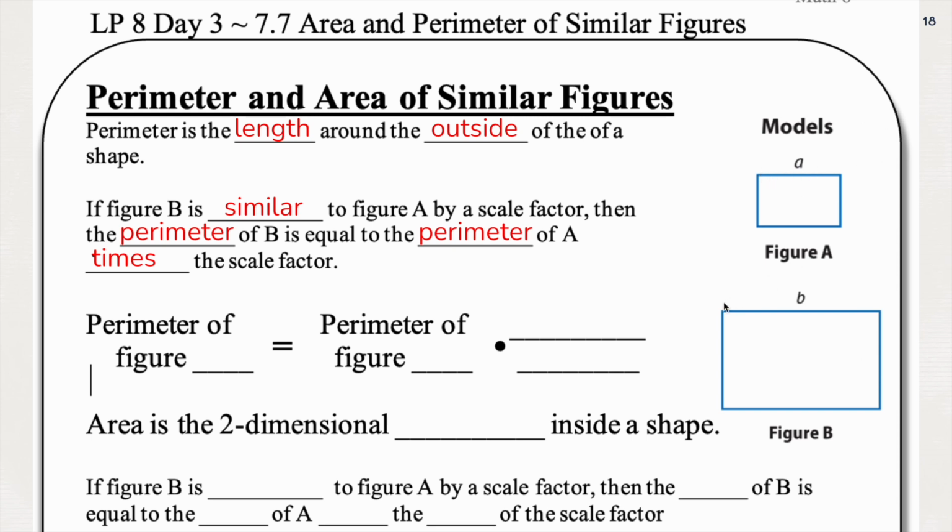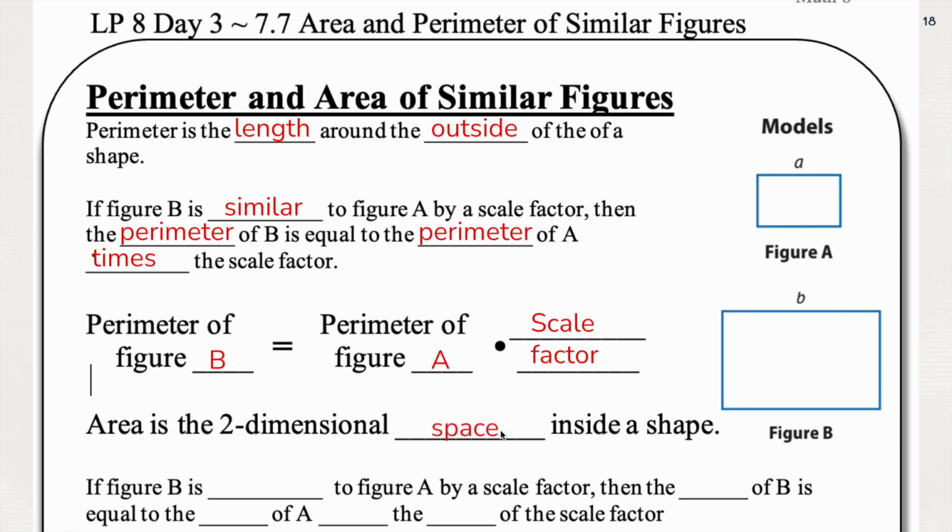It's no different than if it was just the length of a side. If I wanted to know a scale factor from A to B and I had the scale, then I could multiply A times the scale factor to get B. Perimeter is the same idea, it's just the length all the way around. Okay, so perimeter of B would equal the perimeter of A times the scale factor, or I could do vice versa. I may have to divide depending on if I'm going from a larger figure to a smaller figure, or going from a smaller figure to a larger figure. I have to pay attention which direction I'm going.